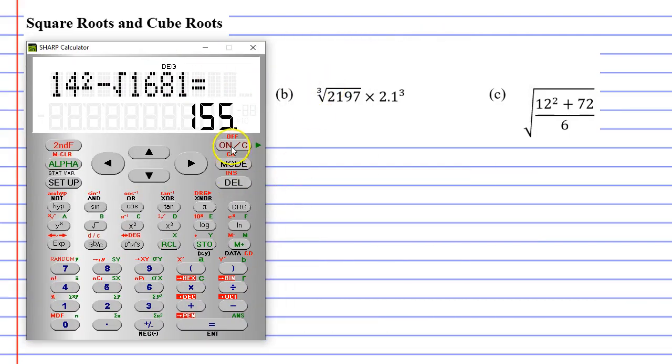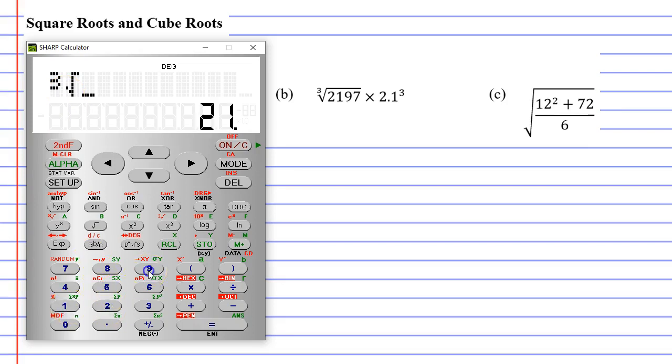Next one, question B now. We've got what's called a cube root. And this time you'll notice that when you look at the buttons on this particular calculator, we can't really find a cube root, but there is one in red. It's got the radical sign and a little 3 next to it. So we're going to click second function x cubed, and that will give us the cube root function.